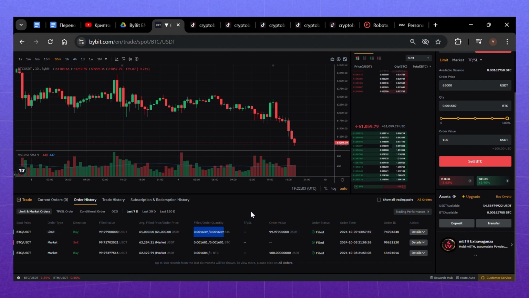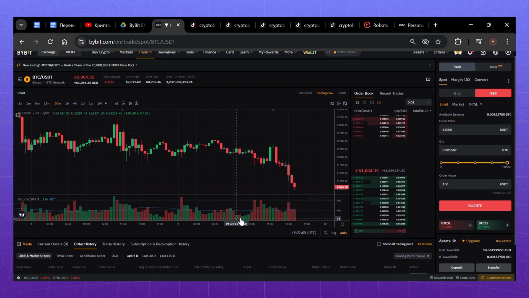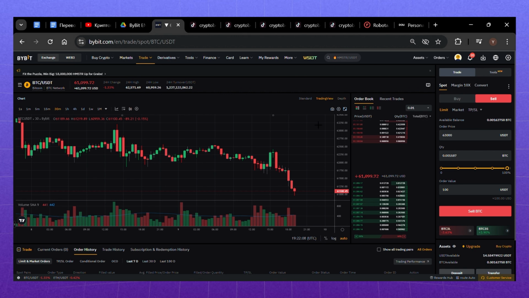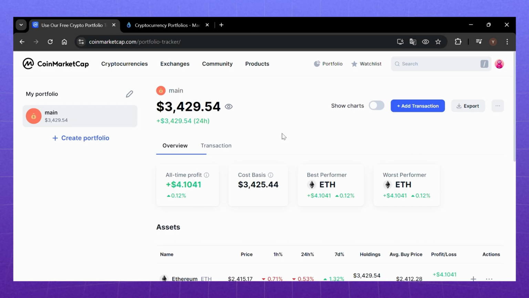If you bought $100 worth of Bitcoin at $61,000 and sell it at $63,000, you'll make a profit of approximately $2. Now you've set the task for the exchange to sell your Bitcoin when the price hits $63,000. You can check your current orders to see both buy and sell orders waiting to be executed. You don't have to sit and monitor the charts all day. Simply observe the overall market trend, buy when prices are lower and sell when prices are higher by setting these limit orders.